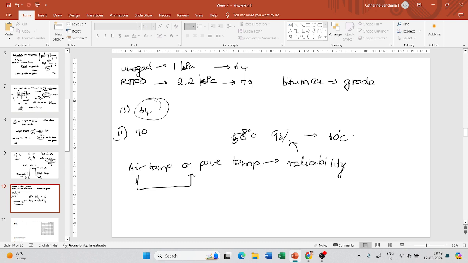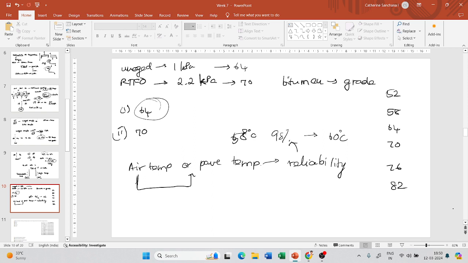Now what grade of bitumen will I ask for? Here also for PG grade, there are only specific temperatures which you can call a grade. As I said earlier, 58, 64, 70, 76, 82. So it is at intervals of 6, right? Now you have to ask for a particular grade of bitumen.